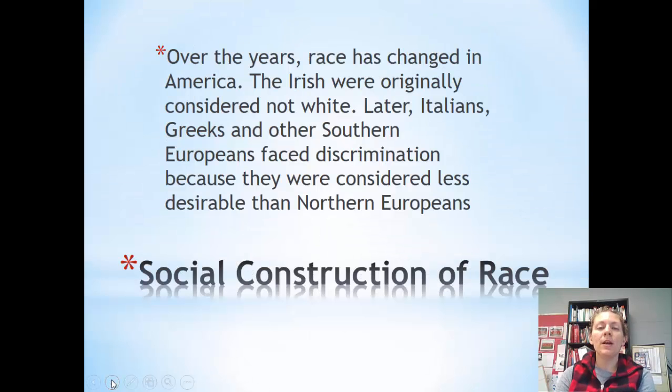A good example would be those of you who view yourself as Caucasian and have some Irish heritage. You would most likely view yourself as white. But if we went back to the 1800s in the United States, around the time period of the Industrial Revolution and Civil War, those of you who are Irish would not have been considered white. You would not have been socially considered Caucasian. But now, in 2017, you do. Same thing with Italians, Greeks, and other Southern Europeans. So there's a social construction aspect to this.